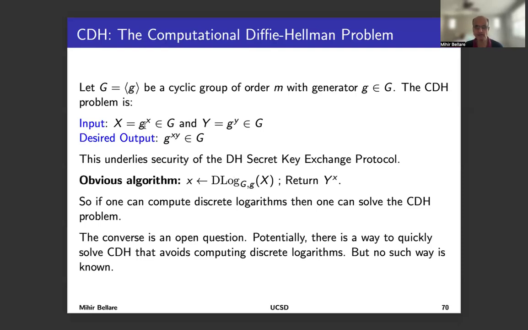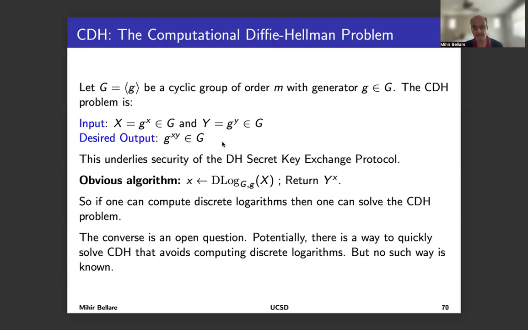I need one of the two exponents. But how do I get that? Well, by definition, I'm asking for the discrete log of big X. And so we're back to solving the discrete log problem. And if we've set up the groups right, that's not going to be so easy. So the intuition we're getting from this is due to discrete log being hard, this computational Diffie-Hellman problem is also hard. And that is somehow how we understand things.